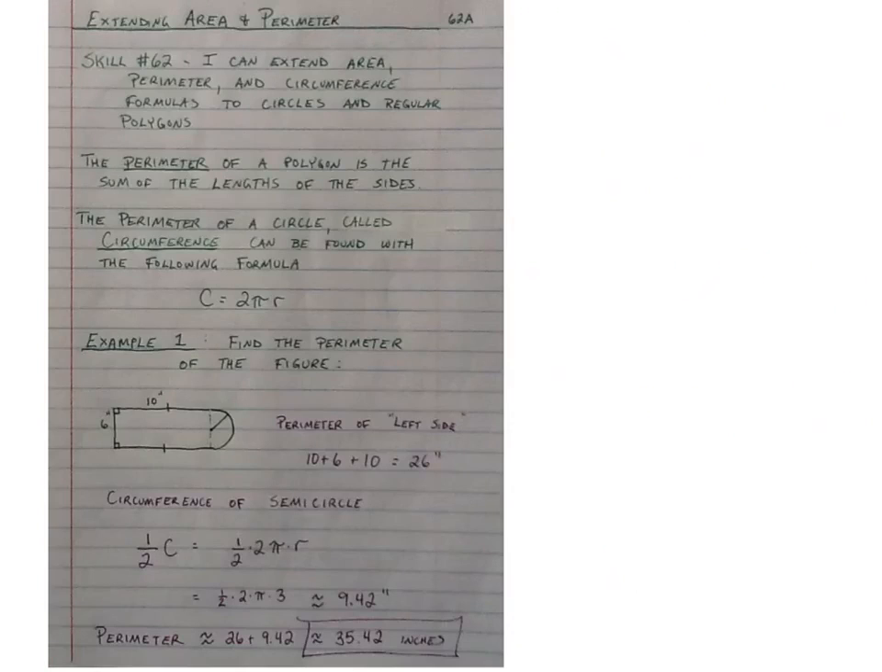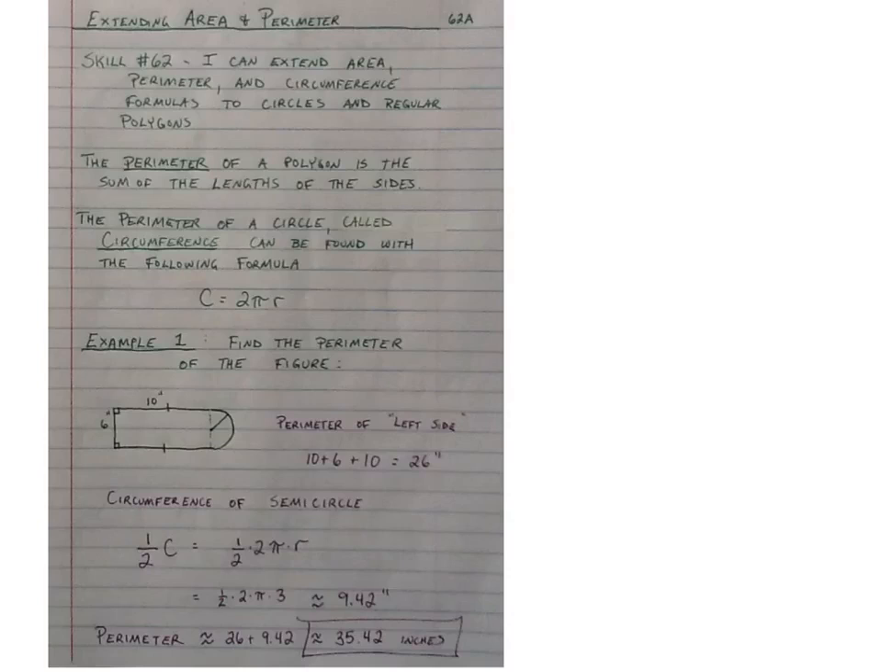We'll begin our notes for skill number 62 on page 62A. We first start by defining that the perimeter of a polygon is the sum of the lengths of the sides. We saw that on the last page. And then also the perimeter of a circle we call the circumference, and it can be found with the formula circumference equals 2 pi radius, 2 pi r.